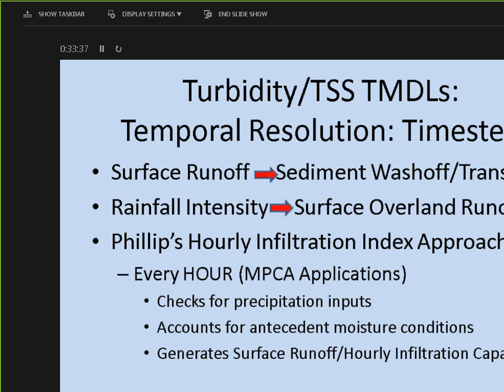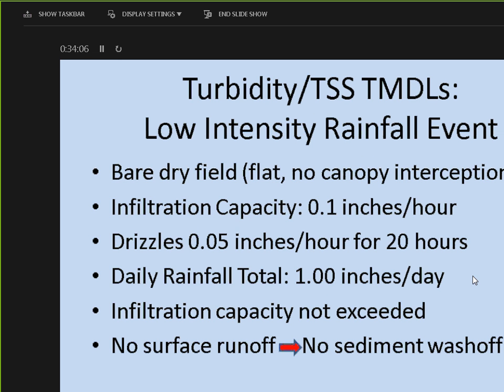And so HSPF uses a Phillips hourly infiltration index approach, which is sort of built on Horton's work. Essentially, every hour it checks for precip and it checks for antecedent moisture conditions, and then it generates surface runoff. And so that figure along the bottom is actually 24 little hourly rain buckets that we're going to use to illustrate the difference between a low intensity and high intensity rainfall.